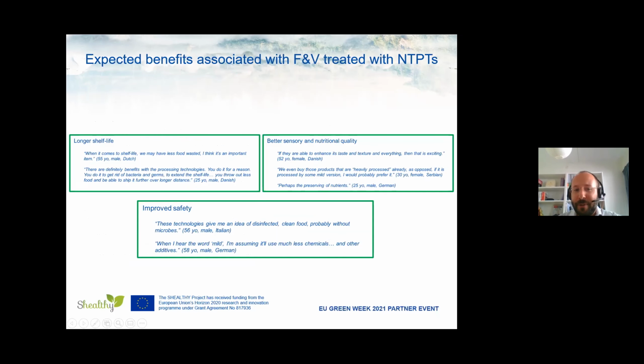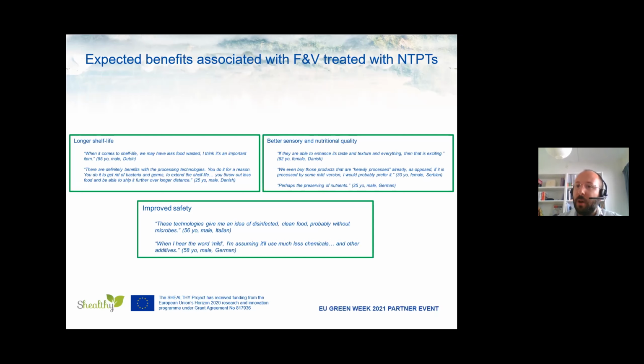With respect to benefits, they thought that extending the shelf life, if that is possible, would be a nice idea. A lot of consumers, especially younger consumers, were very aware of sustainability. So they thought that it's nice if this could help in reducing food waste, having less food wasted.